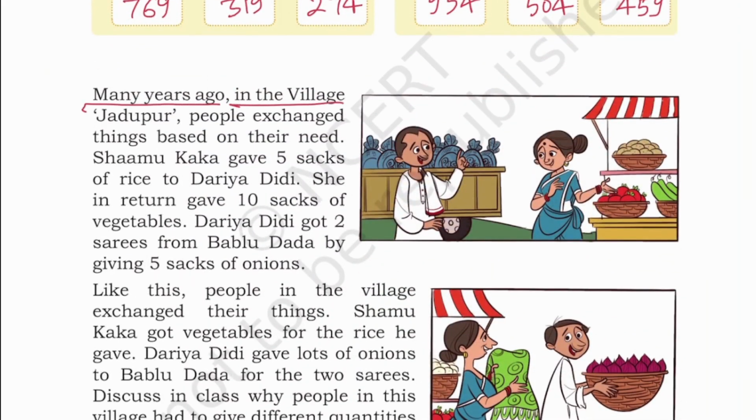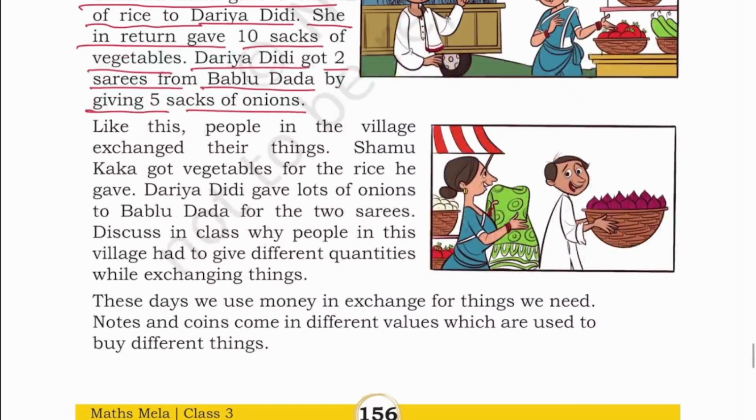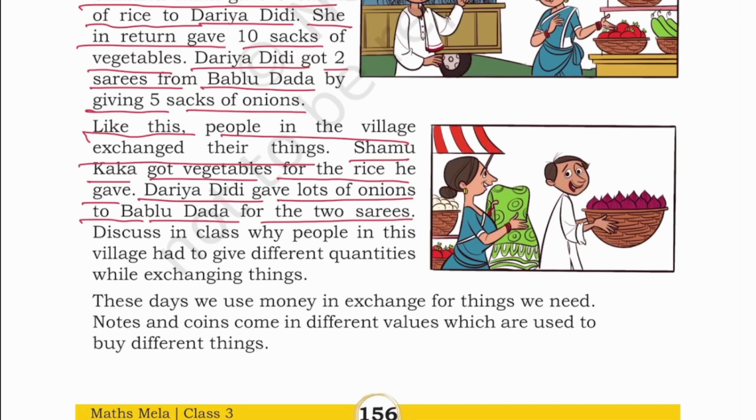Many years ago, in the village Jadupur, people exchanged things based on their needs. Samu Kaka gave 5 sacks of rice to Darya Didi. She, in return, gave 10 sacks of vegetables. Darya Didi got 2 saris from Bablu Dada by giving 5 sacks of onions. Like this, people in the village exchanged their things. Samu Kaka got vegetables for the rice he gave. Darya Didi gave lots of onion to Bablu Dada for the 2 saris.